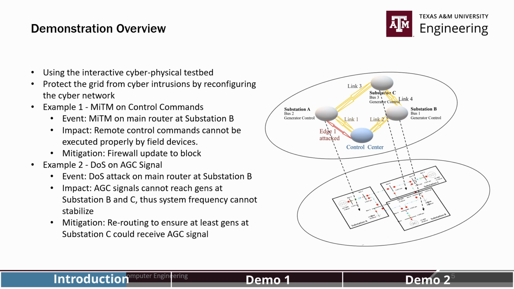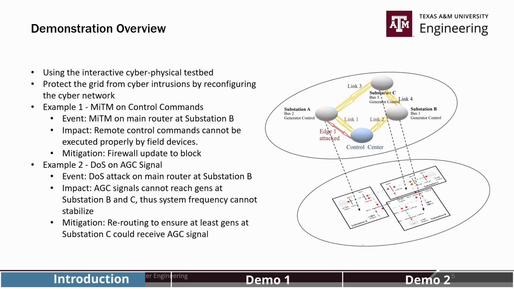The first example is a man-in-the-middle attack on control commands. In this example, we are using a 4-bus case, and the man-in-the-middle attack will happen on a main router at substation B, which causes the remote control commands to not be executed properly by the field devices. To mitigate this, we are using a firewall update to block the possible compromised ports.